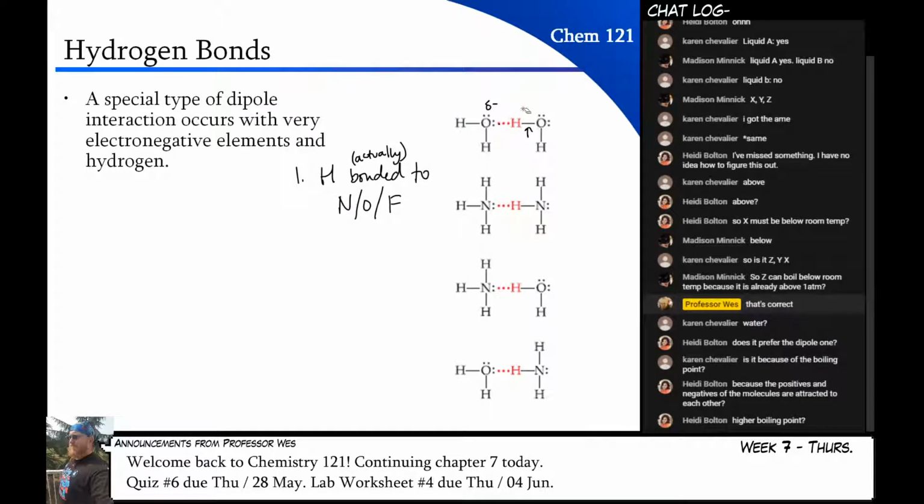I'm going to erase my stuff here so that we can show this again. Then the second qualification is, can I point the H at an electron non-bonding pair on some other N, O, or F?